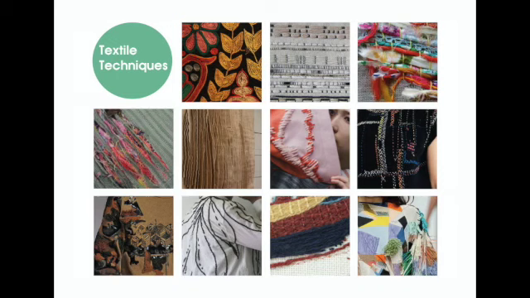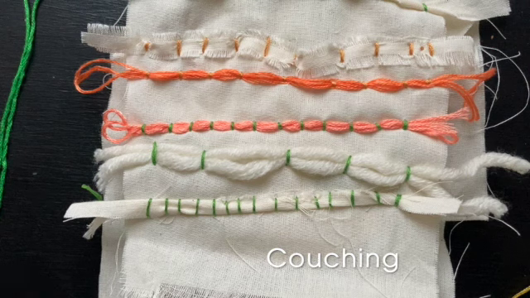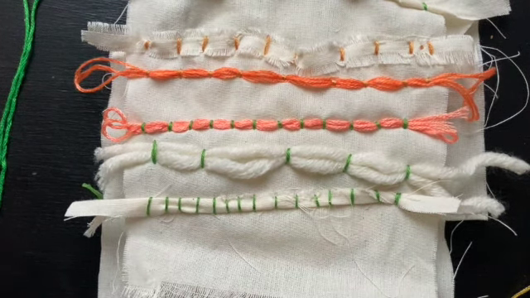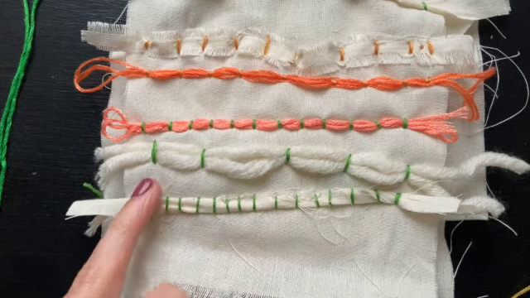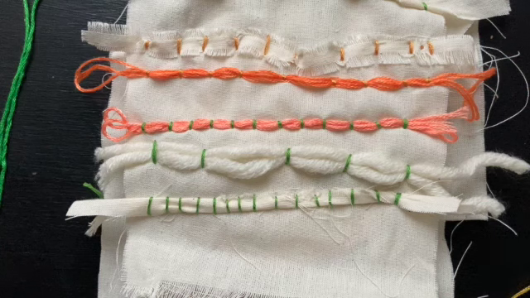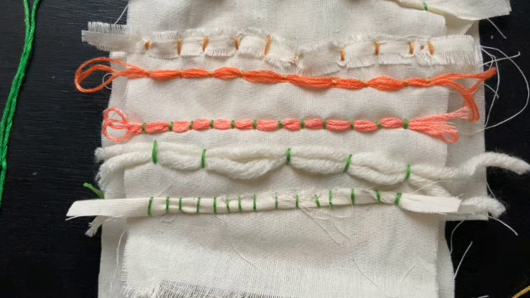Hi, so for the last technique which we are going to learn tonight, we're going to learn how to do couching. Couching is basically a technique where you are using a stitch to trap fibres onto the base of your fabric. It's one of my favourite techniques to use because I feel that you can get a lot of texture and it's really effective, and you can create some really beautiful samples from this technique.